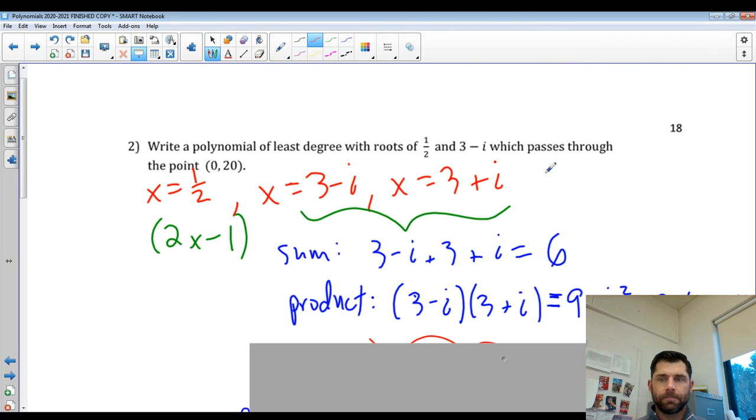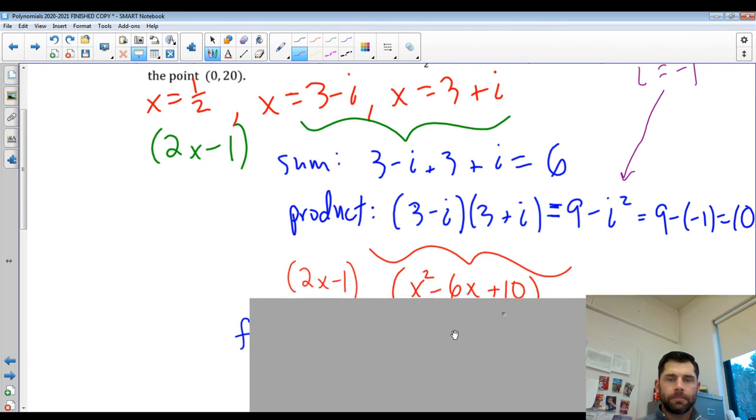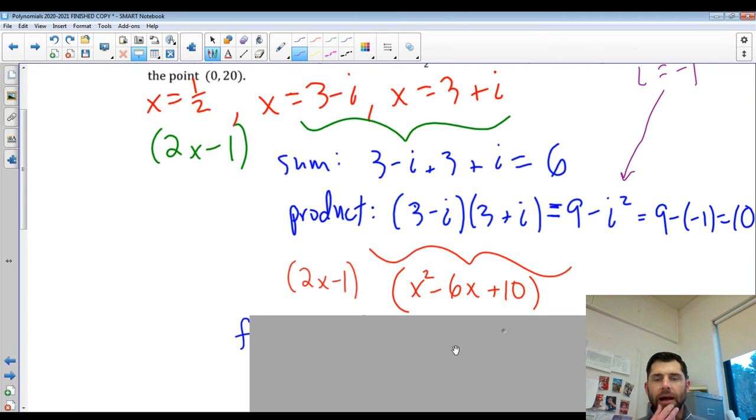Side note, just in case we didn't mention this in class, i squared, if you recall, is equal to -1. All right, so that's what I did right here. Sum of the roots, product of the roots. So my sum is 6, my product is 10, and now we're set up. I still have my 2x minus 1. My sum is 6, so it's a -6 in my quadratic, and the product is 10, so it's just a 10 in my quadratic.